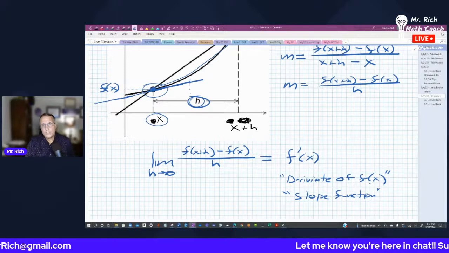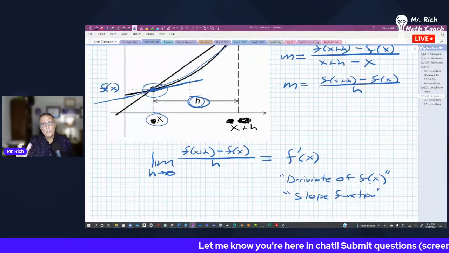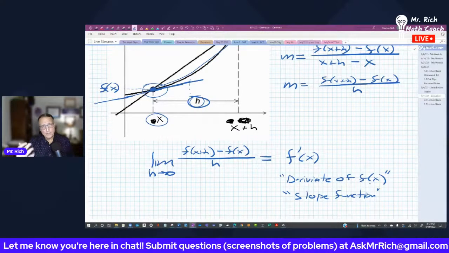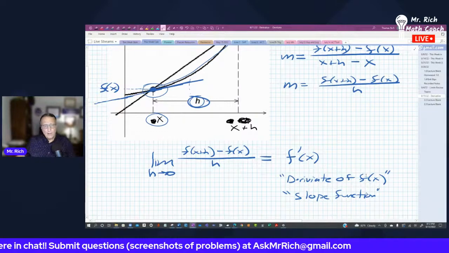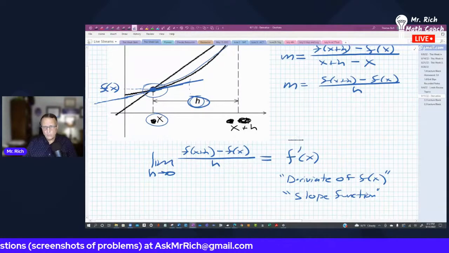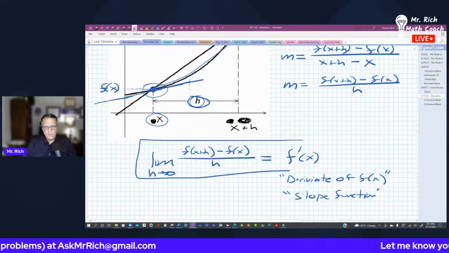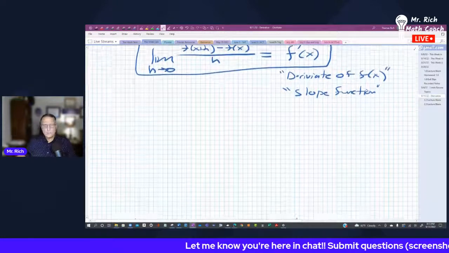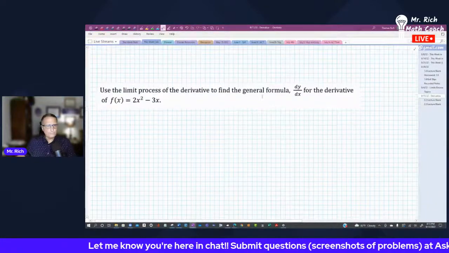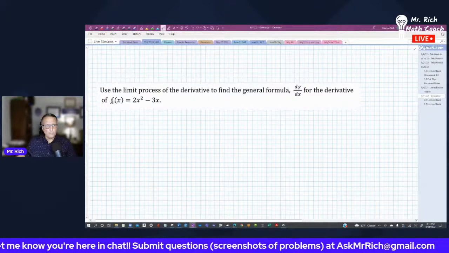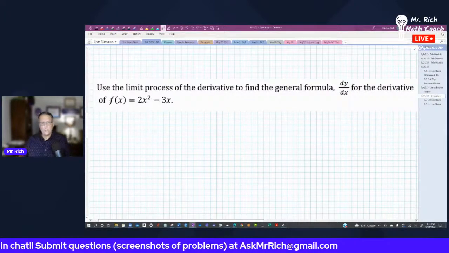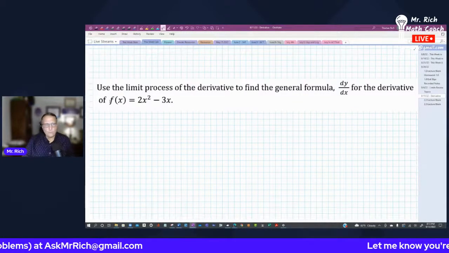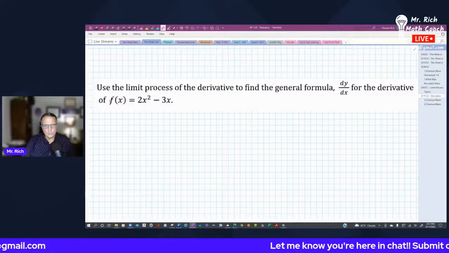Now, I'm going to work an example here. Hopefully, I got enough time tonight to show you an example of this, and we'll actually graph the tangent line, and maybe it'll make a little bit more sense. But for now, what we want to do is take this definition of a derivative and apply it to an actual function and see how that algebra and that analysis would work out. So I'm going to go down here and work this problem. This says to use the limit process of the derivative to find the general formula dy dx for the derivative of f of x equals 2x squared minus 3x.